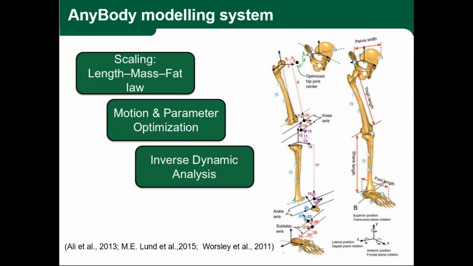After scaling the model, we run the motion and parameter optimization, and then finally the inverse dynamic analysis. So in the motion and parameter optimization routine, we calculate the joint kinematics from marker trajectories, and then in inverse dynamic analysis, we use those joint angles in order to calculate the joint forces and muscle forces.